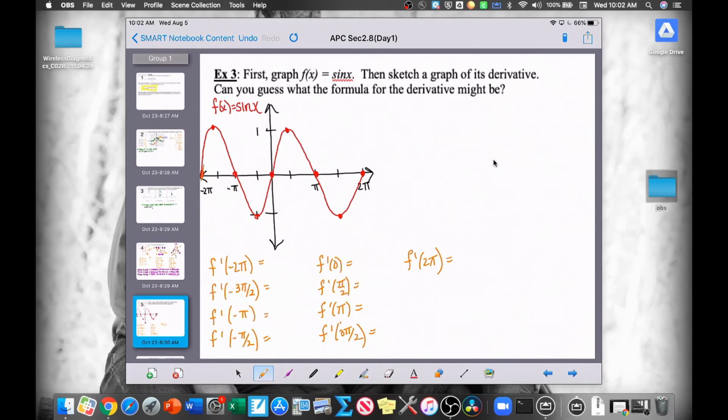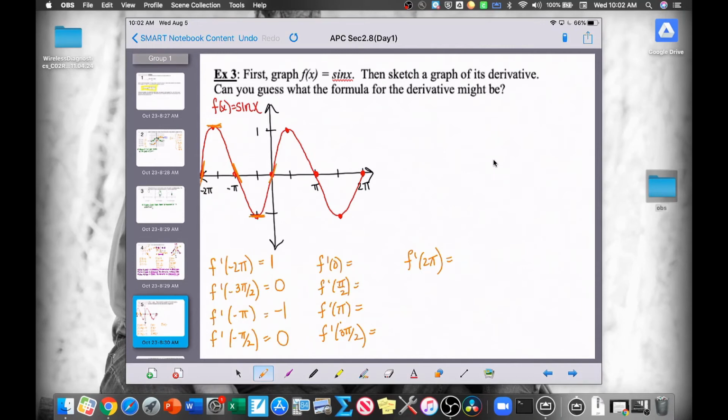So at negative 2 pi, and again, this is kind of a poor drawing, but you have to look at my scaling here. Looks like at negative 2 pi, my slope is about positive 1. At negative 3 pi over 2, my slope is 0. At negative pi, if the slope at negative 2 pi was positive 1, the slope at negative pi is going to be negative 1. At negative pi over 2, I have a slope of 0. And then this just keeps repeating.